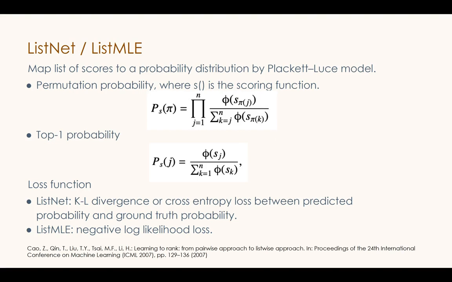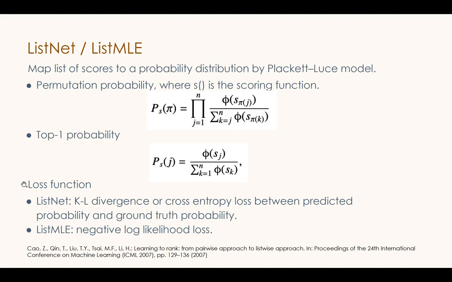And the problem with this approach is there are many permutations. The number of permutations actually grows exponentially. So there's a lot of computation here. So a simpler one is you only calculate the top one probability. So what's the probability a document is ranked at the top, right? So this is how you calculate it. This one has linear complexity. So this is manageable.